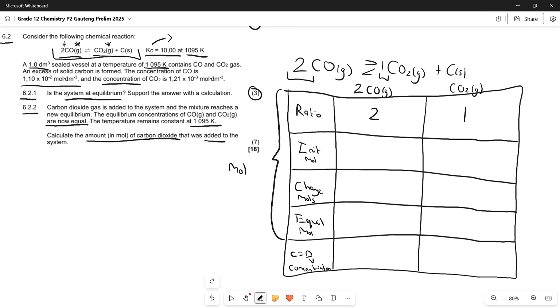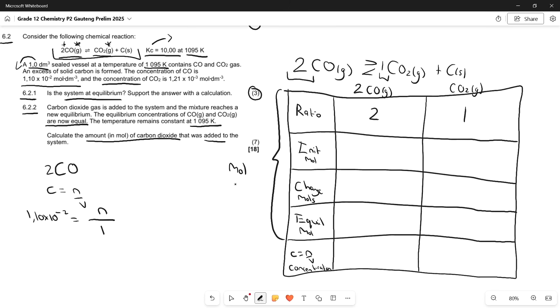But they didn't give us the moles of them in equilibrium, they did give us the concentration. But that is quite easy to calculate in this scenario, because for our CO over here, they told us that our CO's concentration, if we go C equals N over V, the C value is 1,10 times 10 to the negative 2. And then they also said up top here that we have a 1,0 decimeter cubed volume. So that is a 1 over there.